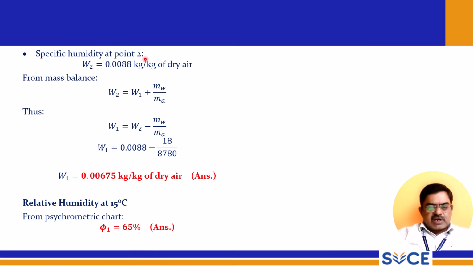So the specific humidity at point 2, W2, is 0.0088 kg per kg of dry air, and W2 is W1 plus MW divided by MA. So W1 equal to W2 minus MW by MA. W1 is equal to 0.0088 minus 18 divided by 8,780. That is coming as 0.00675 kg per kg of dry air. And the relative humidity at 15 degrees Celsius, Phi1, from the chart can be found out as 65%.